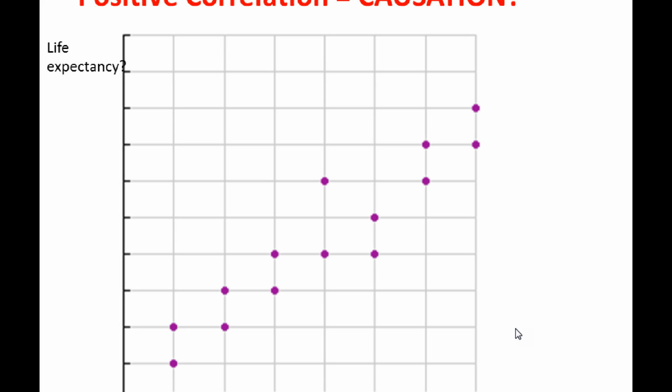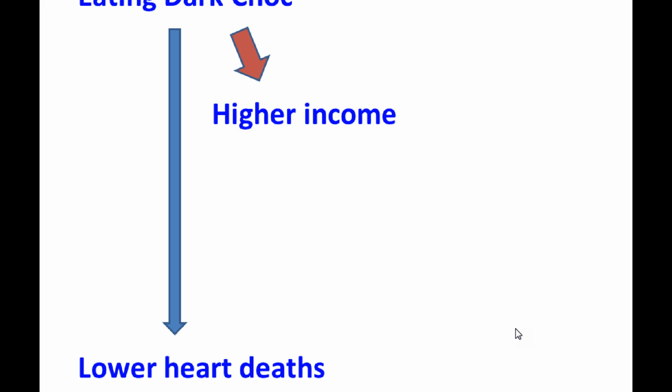Positive correlated, does it mean causation? What we see on the surface is this. Correct? That's what we see on the surface. What it could mean is, because you are richer, you eat a bit more dark chocolate. I mean, seriously, if you're poor, you won't eat dark chocolate every day, right? Correct or not? So you have higher income, hence you eat a bit more dark chocolate.